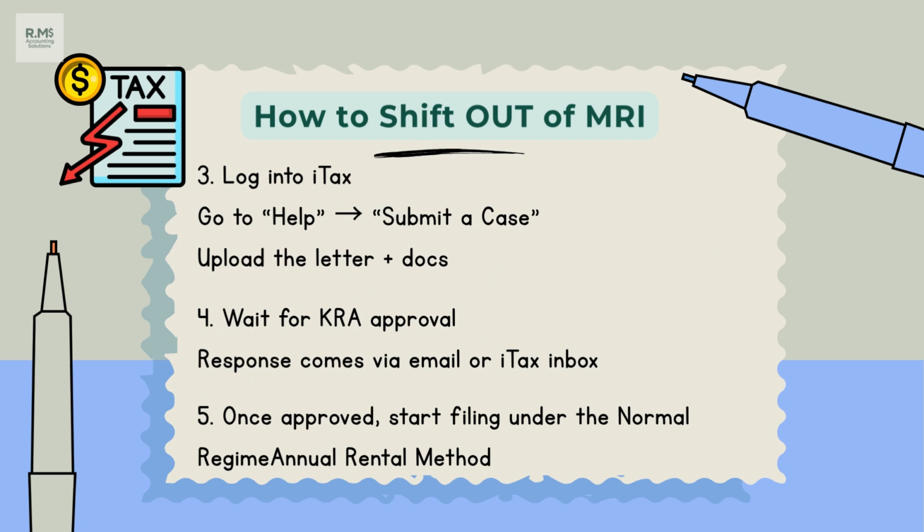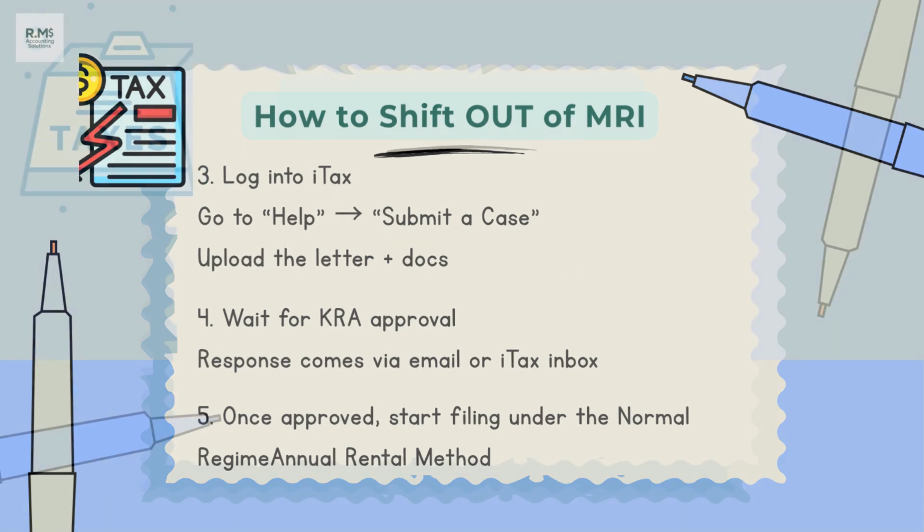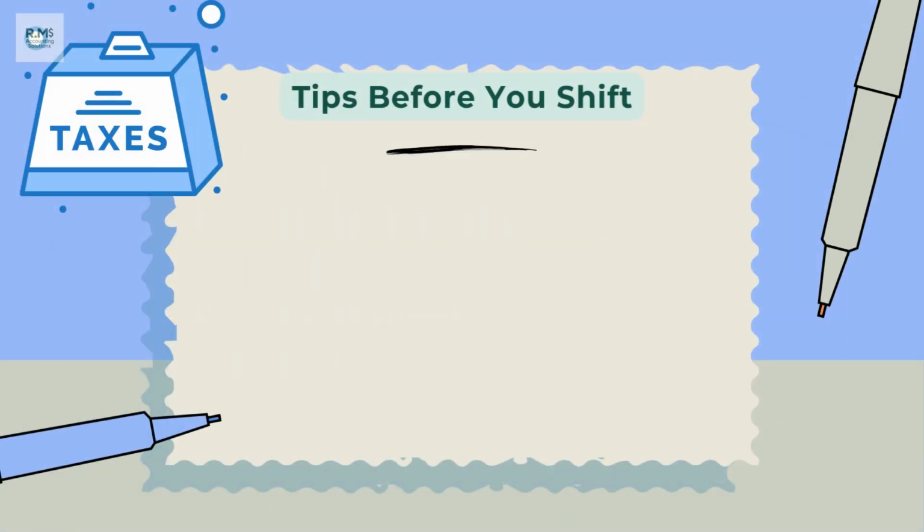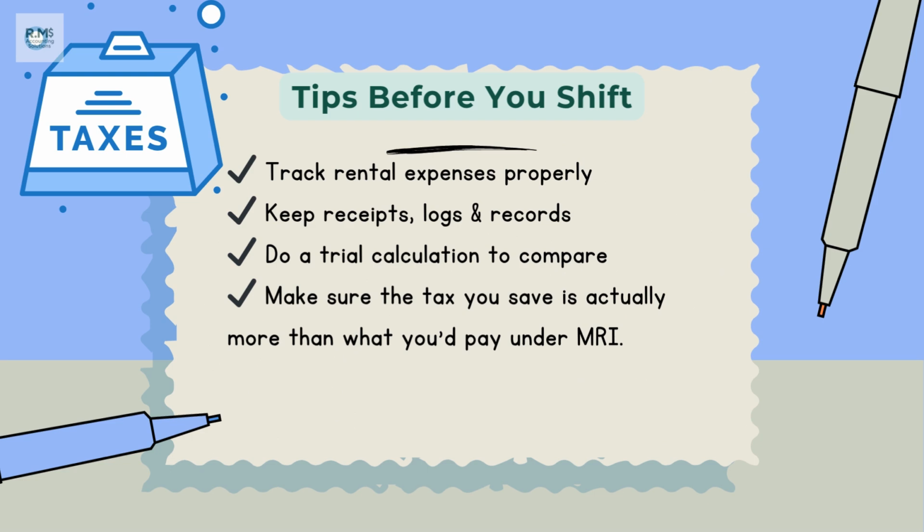Remember, you can't use both methods at the same time. So before switching, do this. Track your rental expenses properly, keep every receipt, and do a quick tax comparison. If the annual method won't save you more than the 7.5%, just stick to MRI. But if you are spending a lot on maintenance or management, then switching could reduce your tax bill.